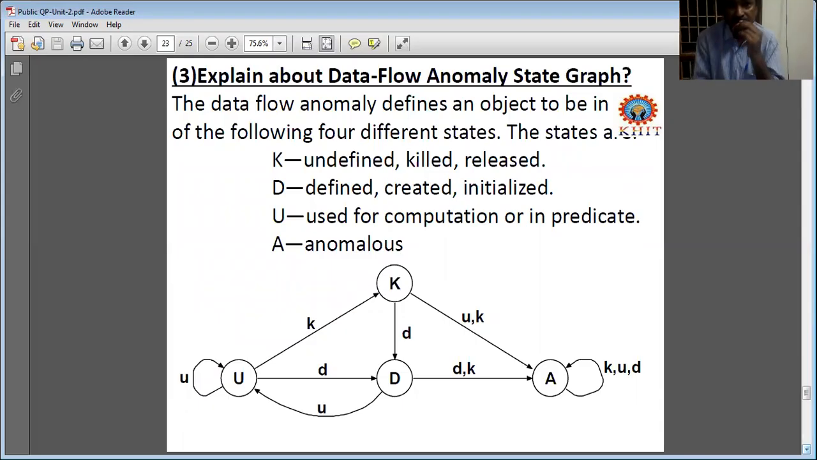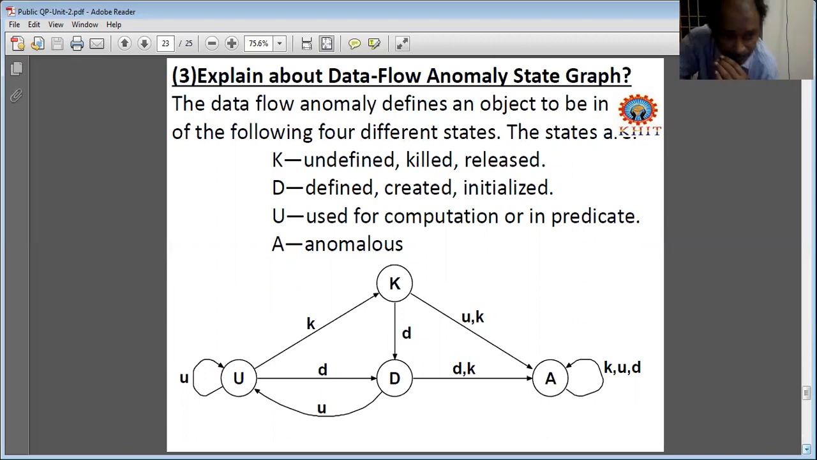The states are K, D, U, A. K means killed, undefined, released. Capital D means defined, created, initiated. U means used for computation or in predicate usage, so computational usage or predicate usage. Capital A means anomalous.